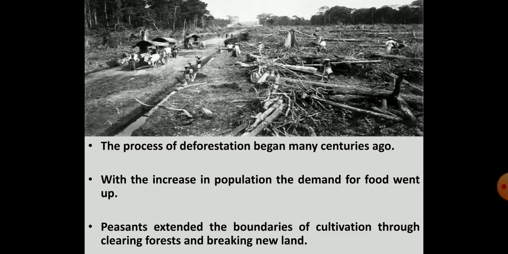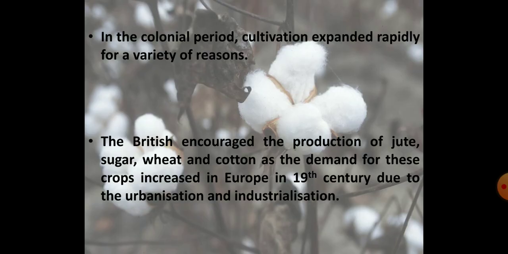The process of deforestation started centuries ago. With the increase in population, the demand for food went up. So the forests were cleared to bring more land area under cultivation. Thus, deforestation is not a new practice. But during the colonial period, cultivation expanded rapidly, and it was due to many reasons.